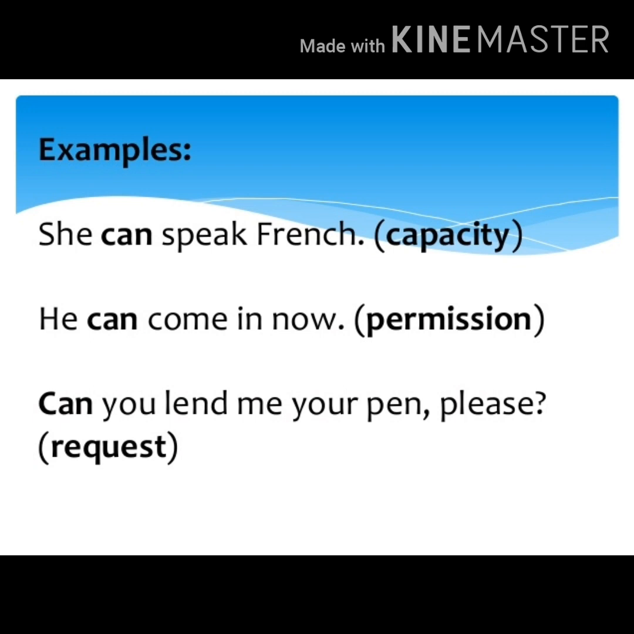She can speak French. This sentence is showing the capacity of someone, what he can do or what he can't do. Second sentence is, he can come in now. This is when someone is giving permission to someone. And lastly, can you lend me your pen please? This is the way we can request somebody to ask for something.